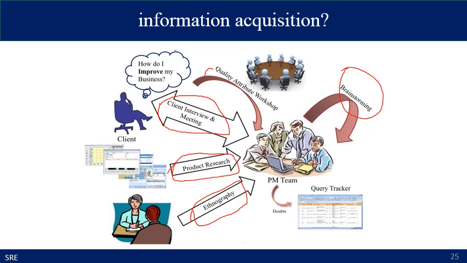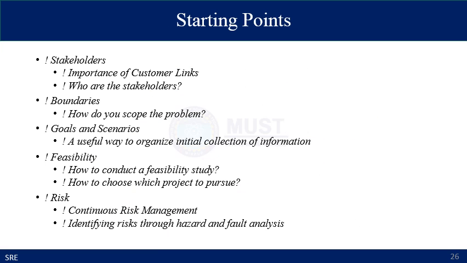You can also create a quality attribute workshop to analyze the quality attributes desired by the project. Or you can use different project management teams to identify the doubts using a query tracker. So here are some starting points which help you to create a specification for any project.